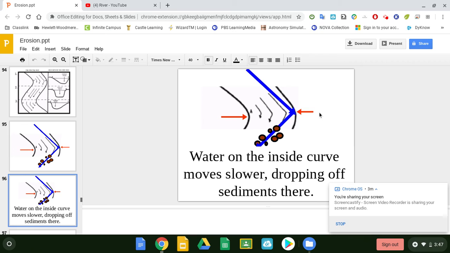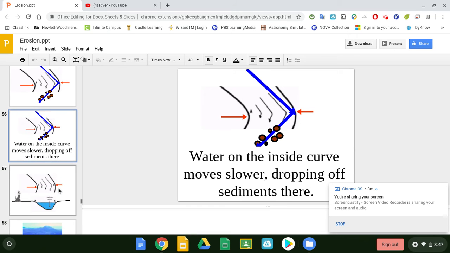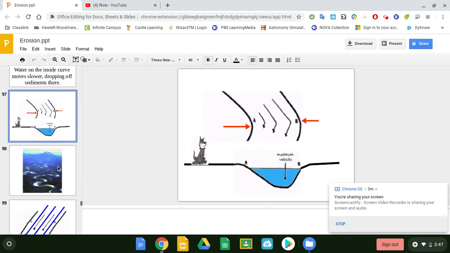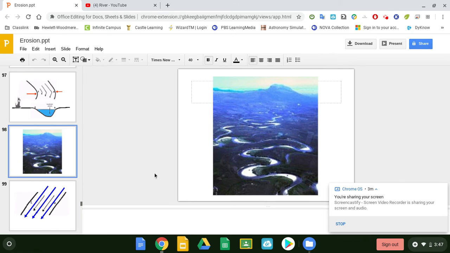Okay, erosion, deposition. Water on the inside of the curve moves slower, dropping off the sediment. Water on the outside of the curve is going faster. And that's what all of these are showing you. So here we have our meanders. Outside, erosion. Inside, deposition.